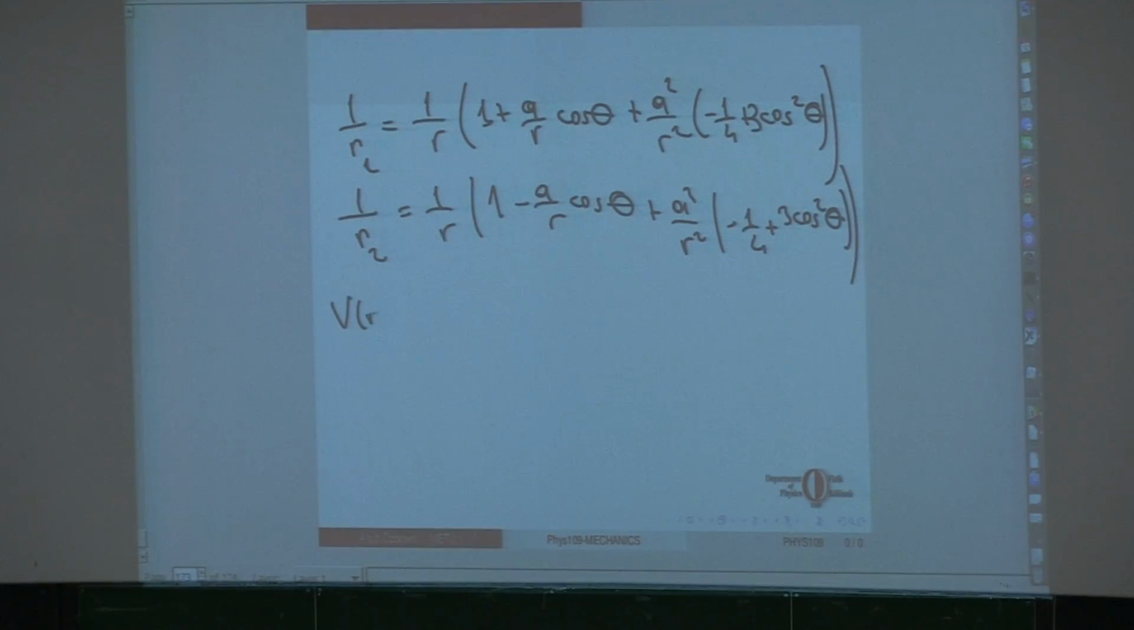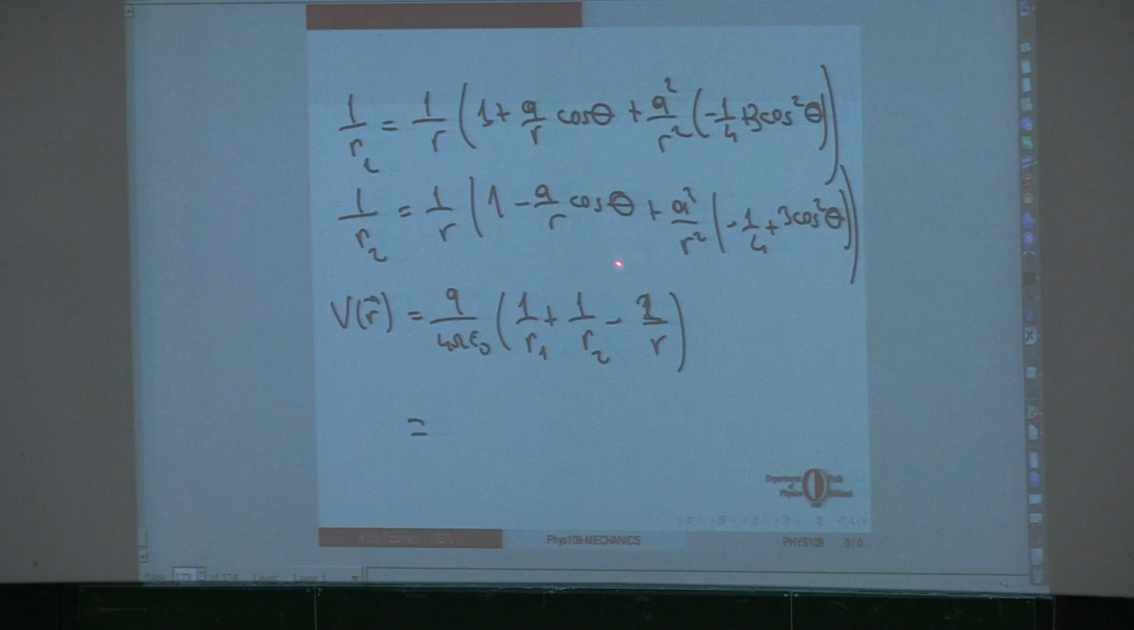So V of r was q over 4 pi epsilon 0, 1 over r1 plus 1 over r2 minus 2 over r. This is equal to, now let's look at the first term. From 1 over r1, I get 1 over r. From 1 over r2, I get 1 over r. That makes 2 over r, but then I'm subtracting 2 over r. So that is 0. I don't get any contribution from these first terms.